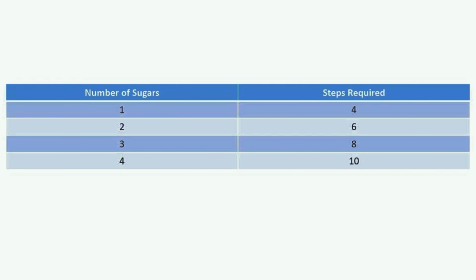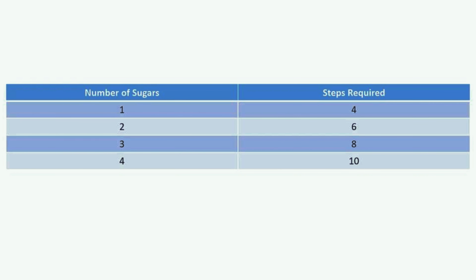So as we can see, the number of steps, or the time complexity, of our sugar algorithm depends on how many sugars someone wants in their tea. If they only want 1 sugar, it just takes them 4 steps. But if they want 4 sugars, it's going to take them 10 steps. So the time complexity gives us an idea of how an algorithm will perform as the number of items it has to deal with grows.